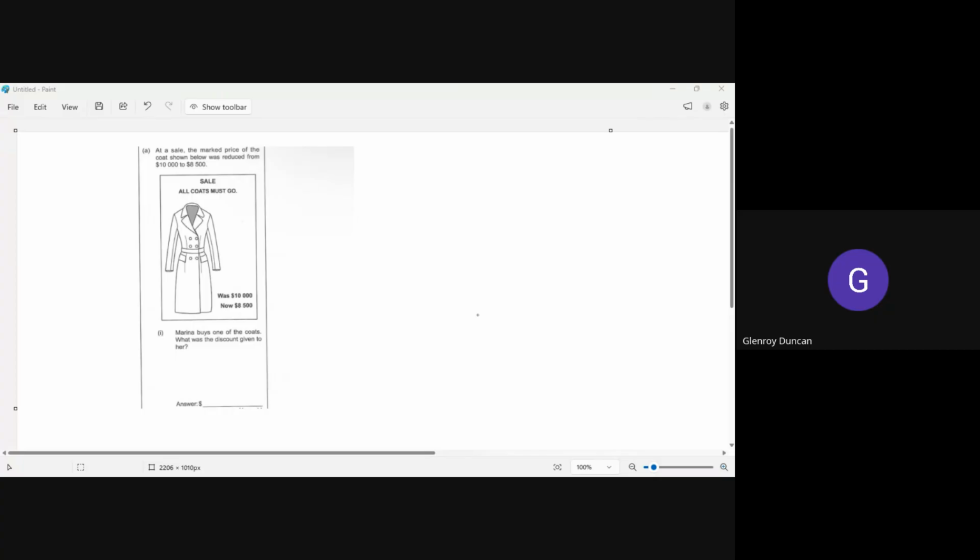All right. So everybody look on the screen. I'm gonna read a question and I'm gonna call somebody to simply take this question. It says, at a sale, the market price of the coat shown below was reduced from 10,000 to 8,500. Sale, sale, sale. All coats must go.